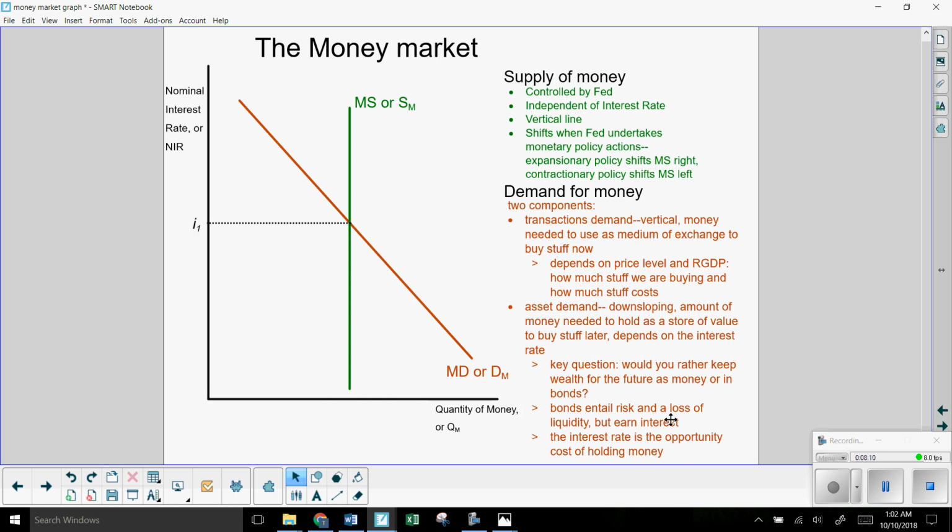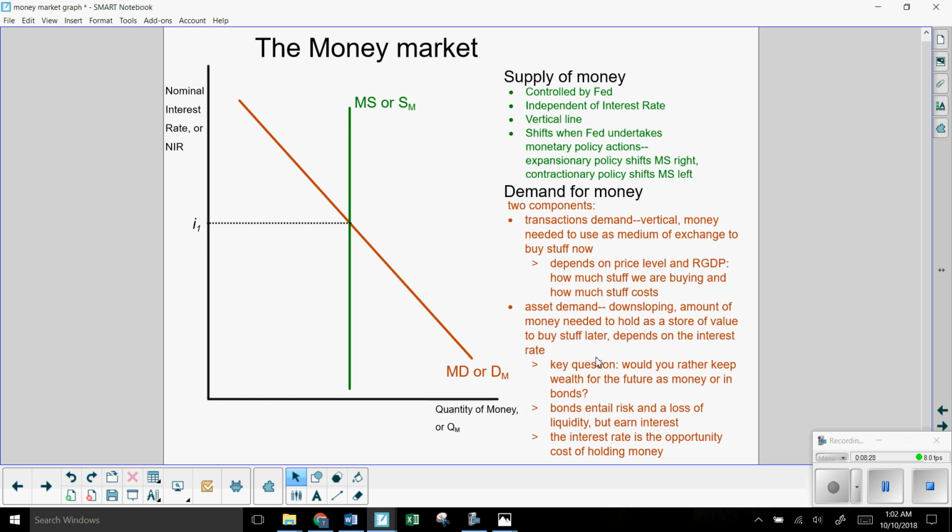And so these three ideas here help us understand why asset demand would be downsloping. So if we think about it, at any given interest rate, how much we want to hold for transactions plus how much we want to hold for asset purposes, we would end up with this downward sloping line.